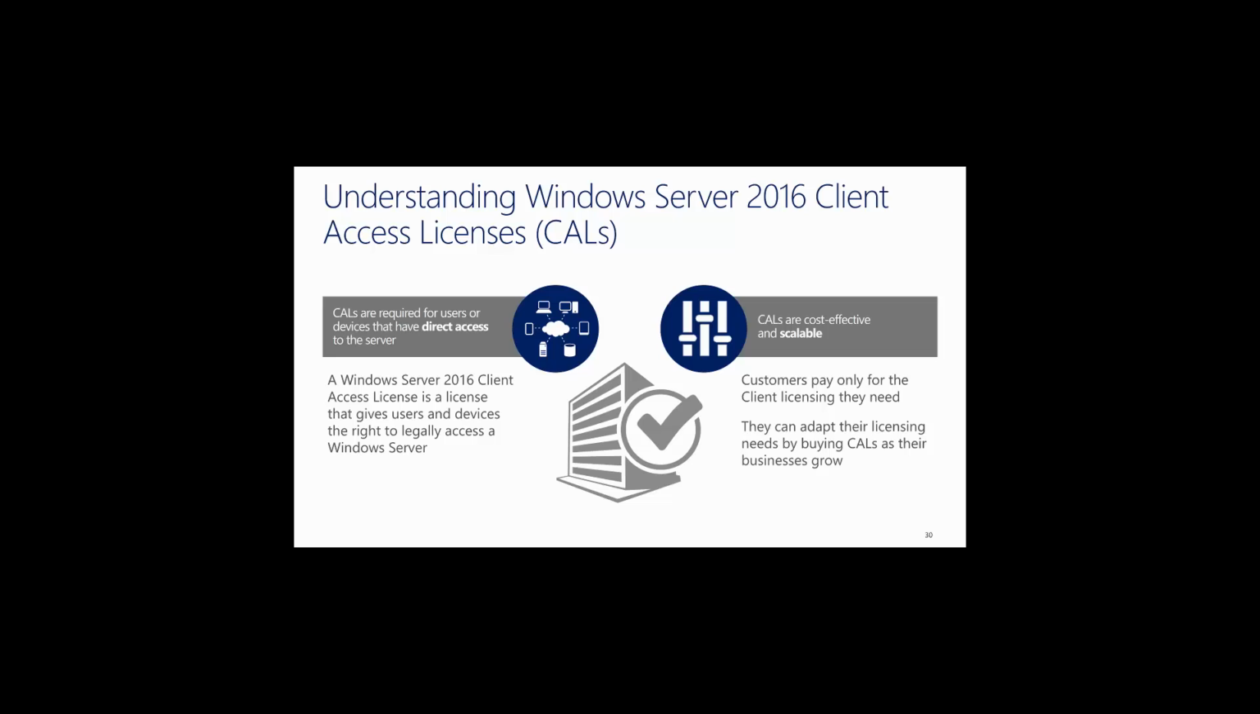So we've got different types of CALs. We've got the per device CAL, we've got the per user CAL. These things haven't really changed over time, but when people ask, what would be the thing that determines whether or not I need a CAL? I think the gray box on the left does a good job of describing this one. CALs are required for users or devices that have direct access to the server. So that's a good one.